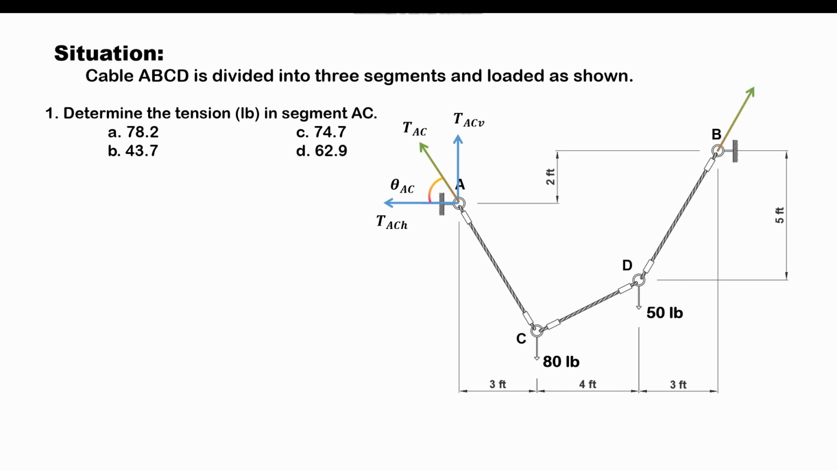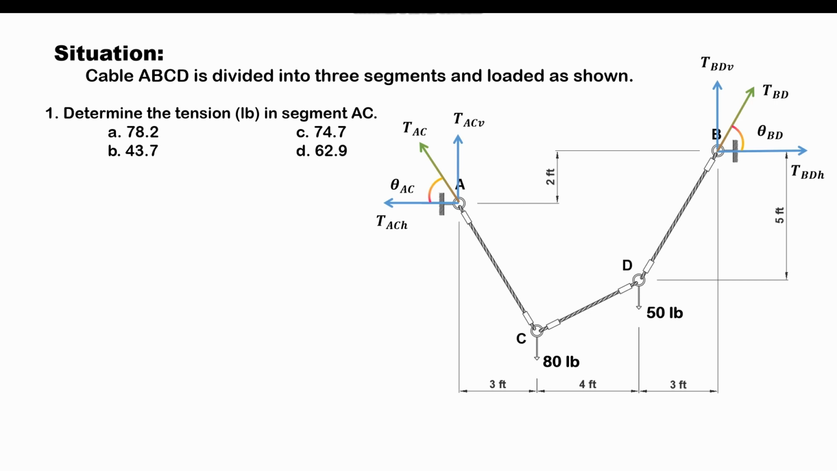We have also here the resultant reaction at joint B, and let's say this is the angle with respect to the horizontal of the resultant reaction at joint B. And let us again convert the resultant reaction at B into its components. So let's say this is its horizontal component and this is its vertical component.